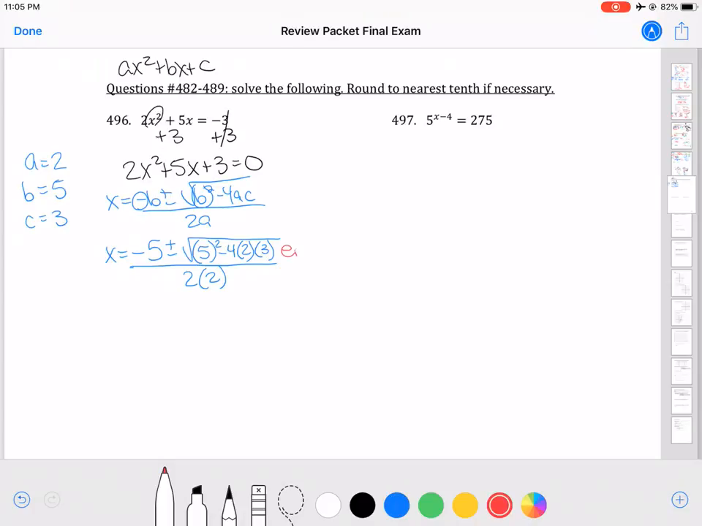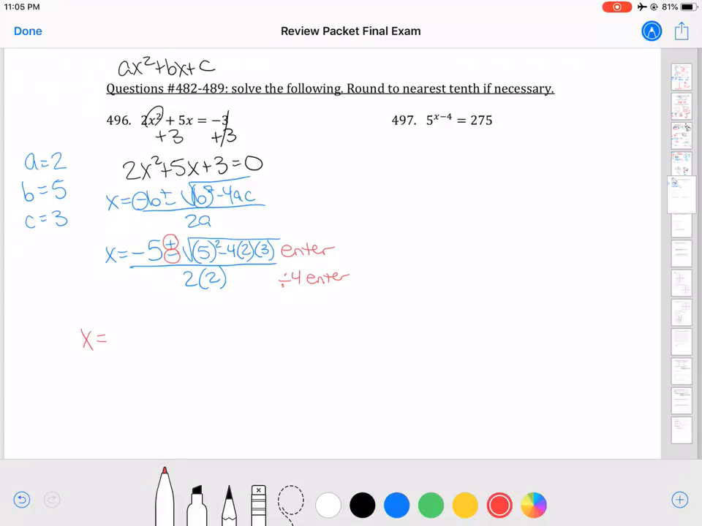Now remember what we talked about in the first one. You plug in the top first with a plus, then with a minus after. But first with a plus, then you press enter. Then you divide by 4, and then press enter again. Don't do divided by 2 times 2. It will be messed up on your calculator. Okay, so again, plug it in with a plus first, then plug it in with a minus.